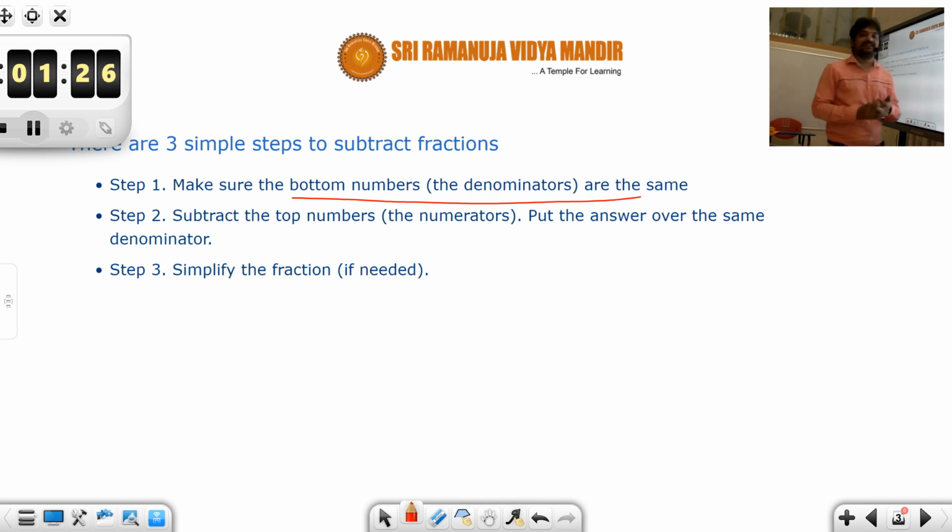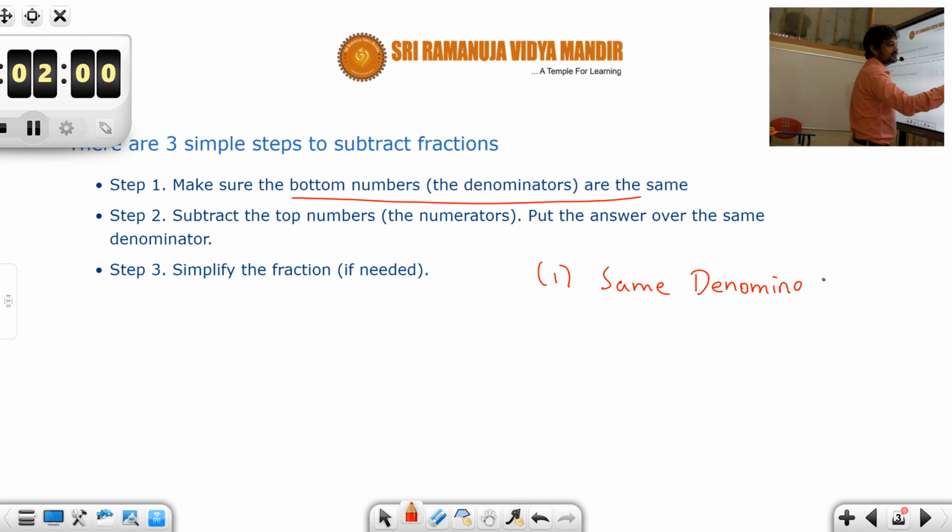But what if the denominators are not the same? We have learned two different methods of making the denominators the same by converting each fraction into its respective equivalent fraction. What are those two methods? Nihal, are you able to get it? What are the two methods we have learned? One is the same denominator method, and the other one is the LCM method.